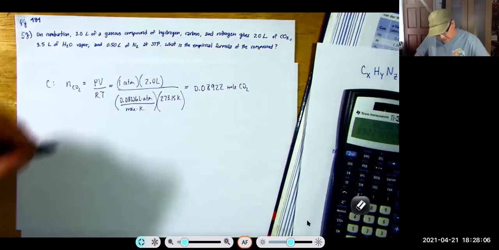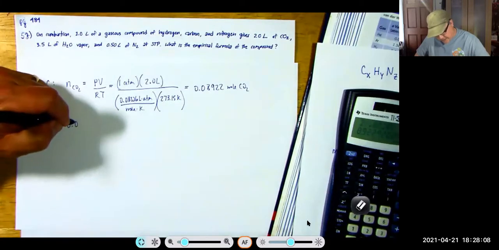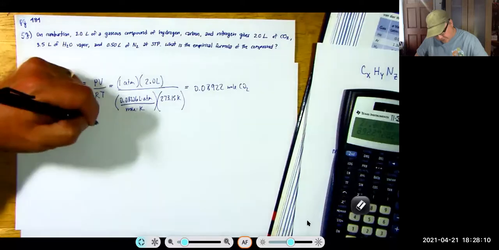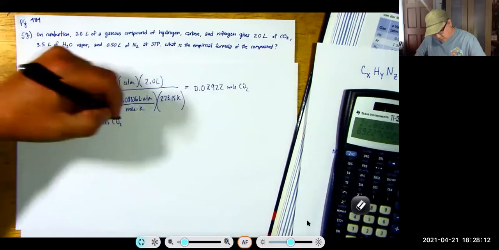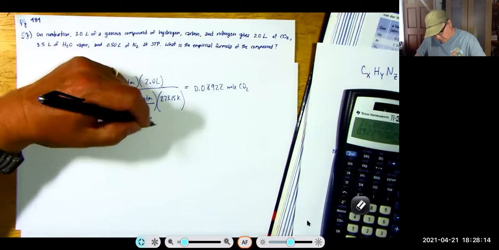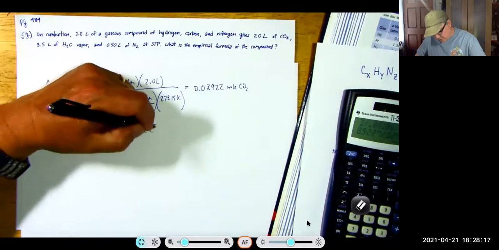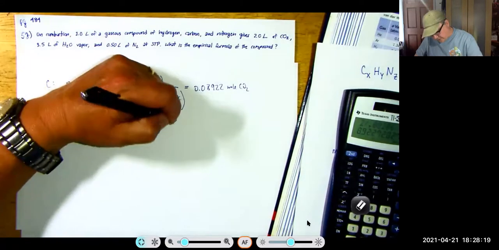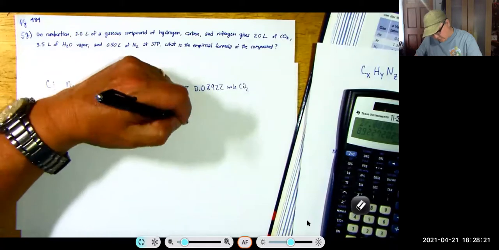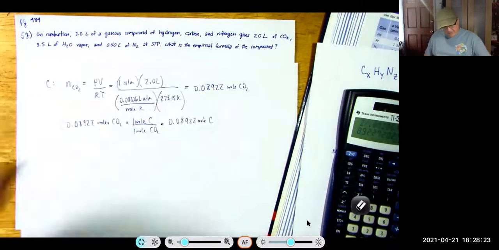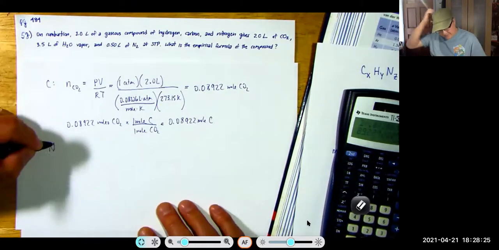Now we're going to take our 0.08922 moles of CO2 times 1 mole of carbon per 1 mole of CO2, which is also 0.08922 moles of carbon. For nitrogen, we're going to do the same thing.